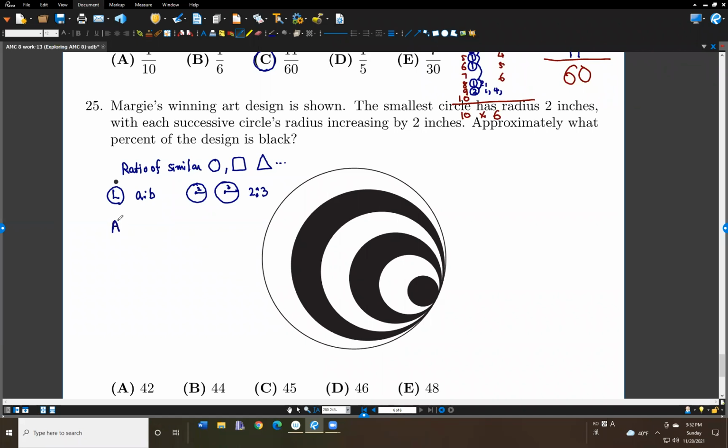Now check out the area. Area is A squared to B squared. That's the area. Okay, pi r squared, you can check it. Pi times 2 squared to pi times 3 squared. But when you take the pi out, still 2 squared to 3 squared, right? That's the same form, isn't it? The volume, like a sphere, the ratio should be A cubed to B cubed. That's the ratio of similars. Better use this one.